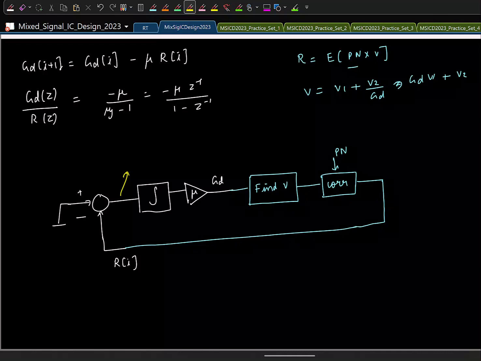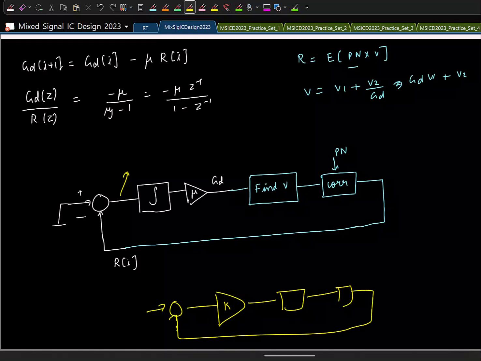Yeah, I mean, why? Let us say this is also negative feedback. Let us say I have some K and then do the same thing and then enclose it like this. This is just an amplifier, just a gain K. I am doing the same thing, finding V and finding the correlation and doing this. So here, will it be 0? This is negative feedback, yeah.